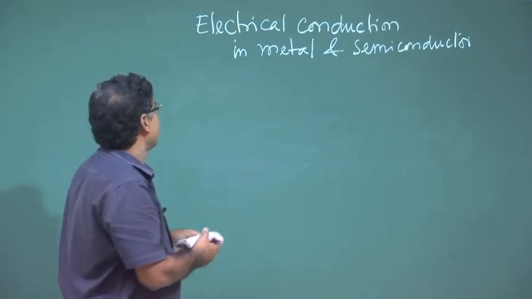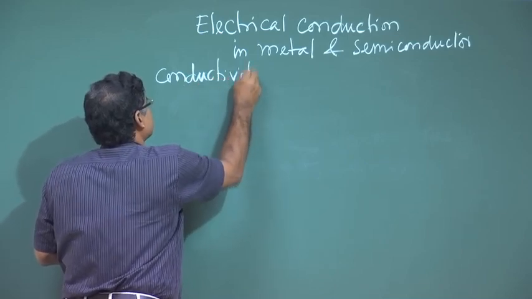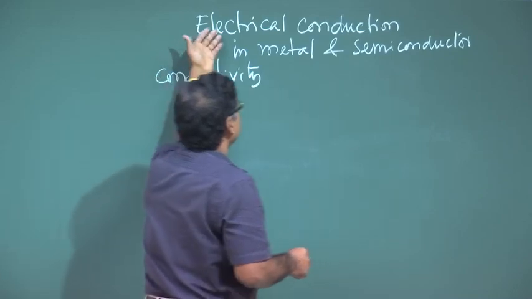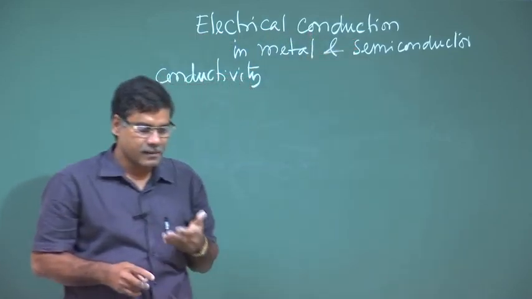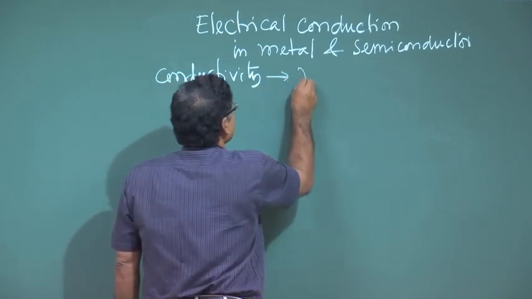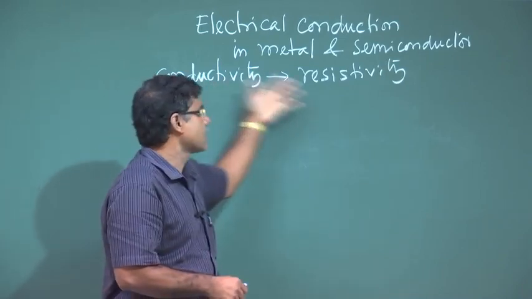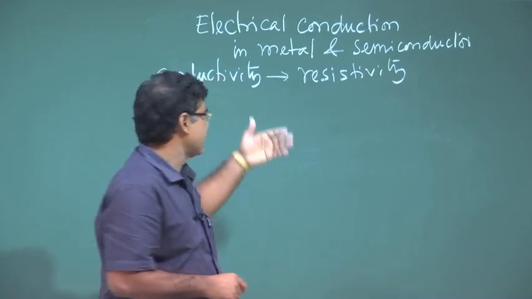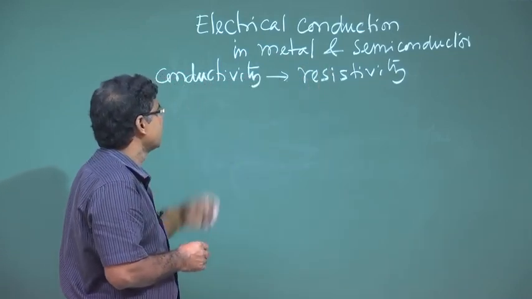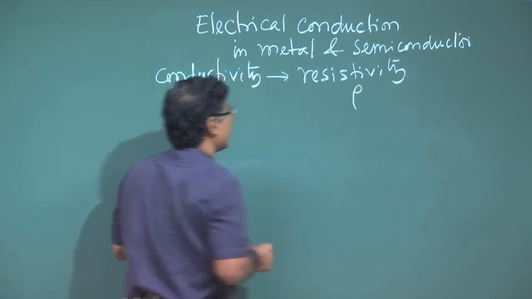So for conduction we use the parameter conductivity to express the degree of conduction of carriers in the metal or in the semiconductor. And just the opposite of this is resistivity. Already earlier I defined conductivity and resistivity, but that was after free electron theory, and now as a whole I want to discuss electrical conduction in metal and semiconductor. For conductivity we generally write sigma and for resistivity we write rho, right.